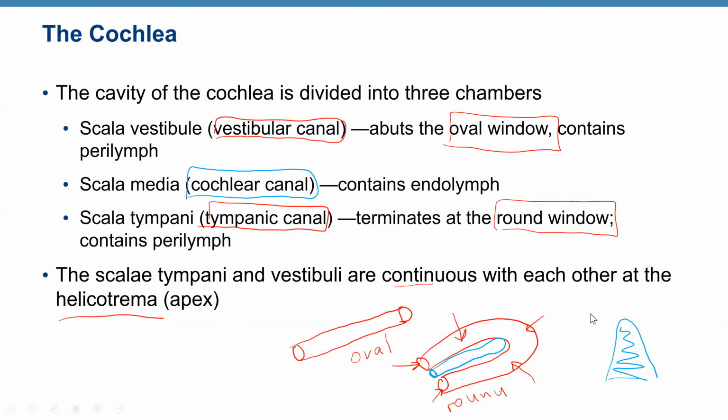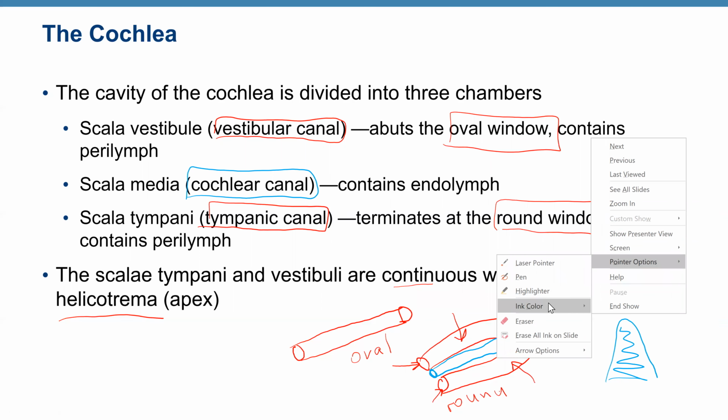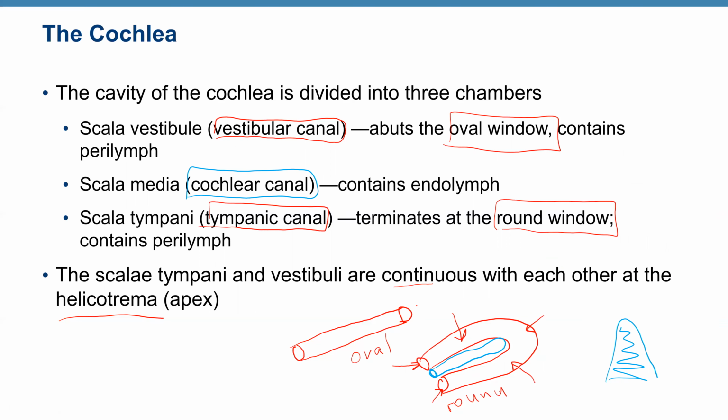And again, let me pick up the red color. Took me forever to pick up these different colors. We will have all these three tubes going this way, around this modiolus. That's the structure of the cochlea.